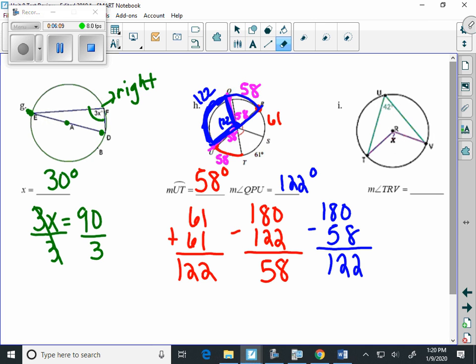As I erase this, what I know is that this angle of 42 degrees right there is an inscribed angle, and the measure of the inscribed angle is half the measure of the intercepted arc. So 42 is smaller than that pinkish arc TV. If we take 42 times 2, which gives us 84, that is the measure of the arc. And then angle X is a central angle, and the measure of a central angle has the same value as the measure of the intercepted arc.